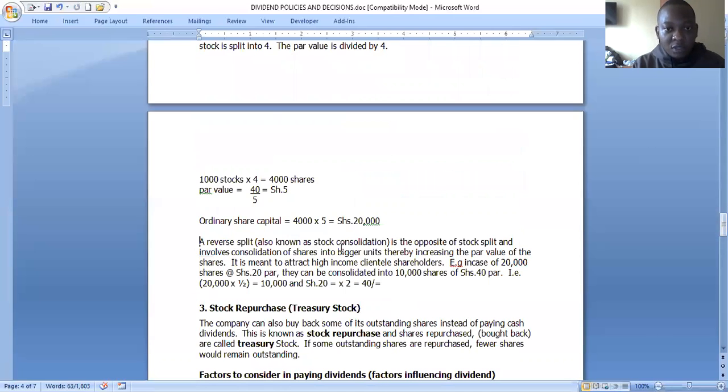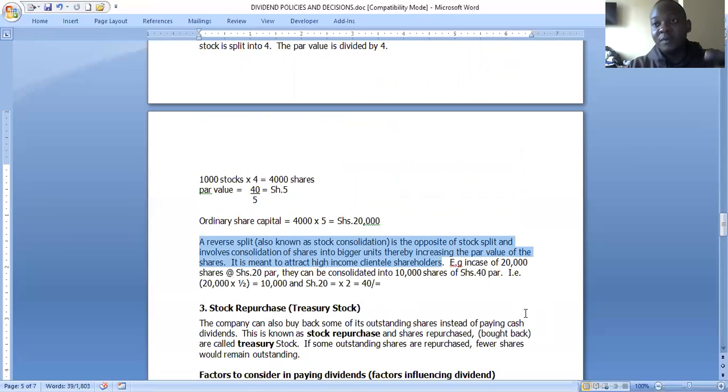A reverse split, also known as a stock consolidation, is the opposite of a stock split and involves the consolidation of shares into bigger units, thereby increasing the par value of the shares. It is meant to attract a high-income clientele of shareholders. When you make them more expensive, you make these shares attractive to high income earners.